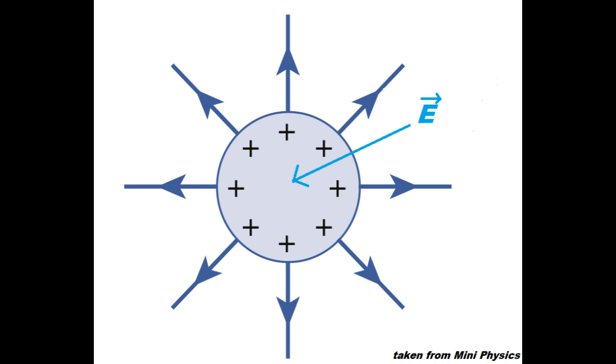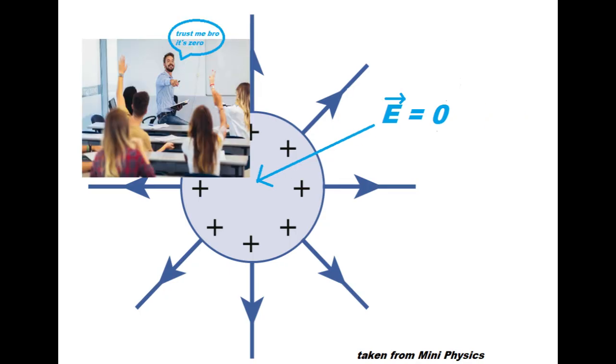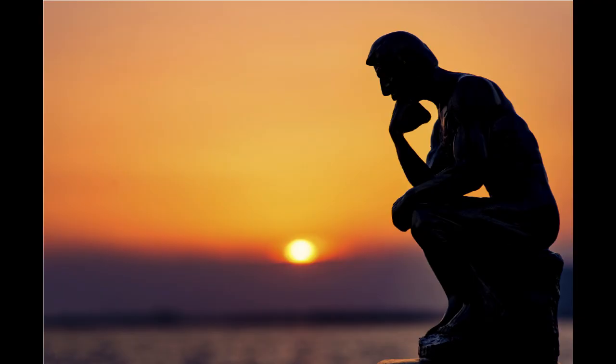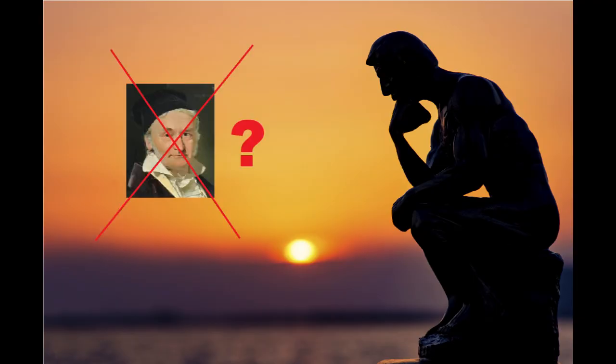The electric field inside a spherical shell with uniform charge distribution is zero. This is a very well-known result that we learn in high school and prove in literally 2 lines with Gauss's law in college. But can we do this without Gauss's law?